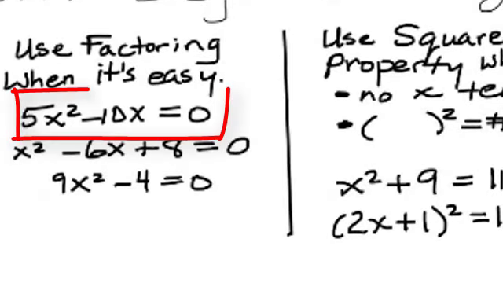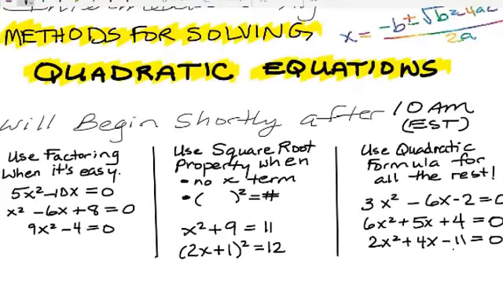For example, over here we have 5x squared minus 10x equals 0. What I always think about when I first look at an equation is, is it easy to factor? Because if you can factor, it's a really quick and simple solution, and you might as well go ahead and do that. If you look at an equation and it's not simple to factor, you want to think about whether you want to use the square root property or the quadratic formula.